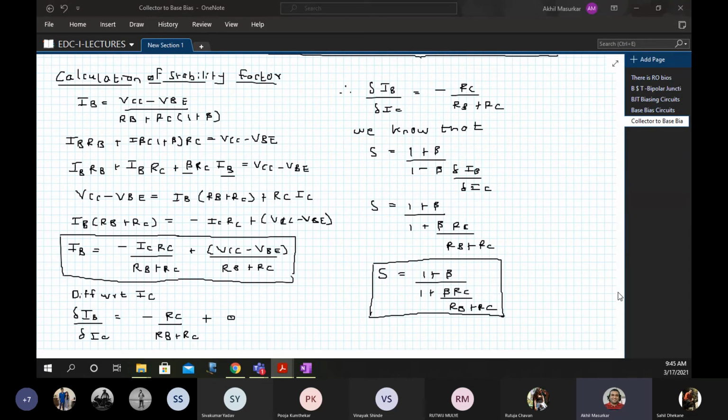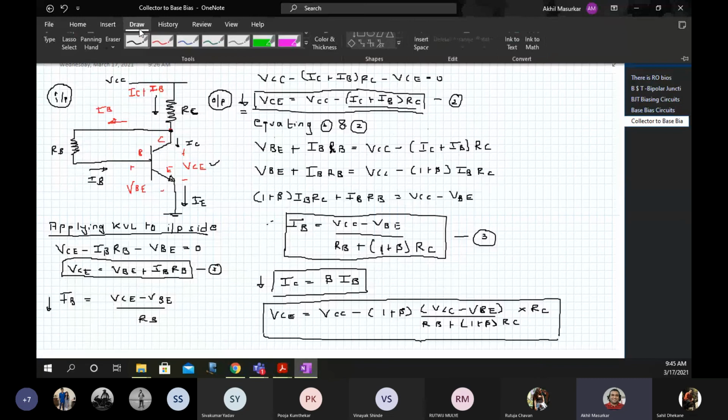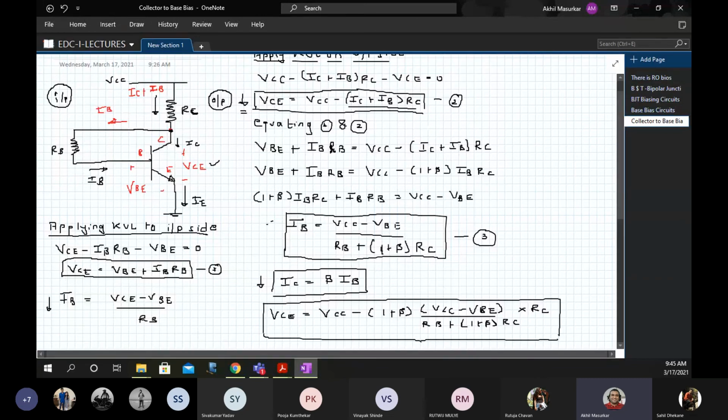Now let us go and solve one problem and then we can just stop. So here RC you can take as 2.2 kilo ohms, VCC is 18 volts, RB is 270 kilo ohms, VBE is 0.7 and beta is again 100. So let's calculate this.